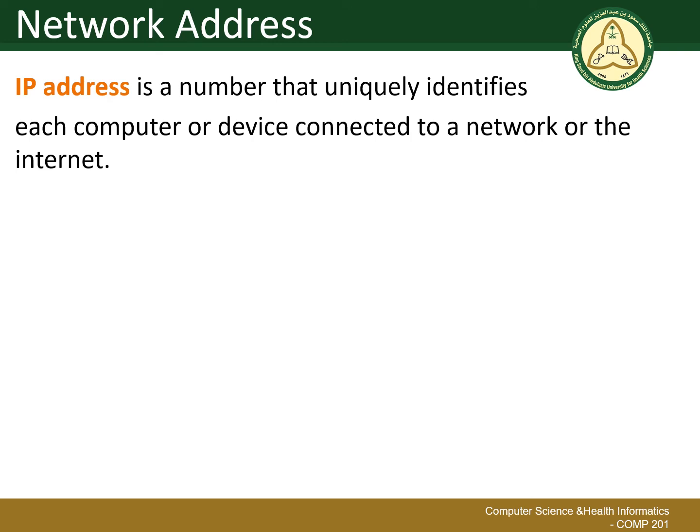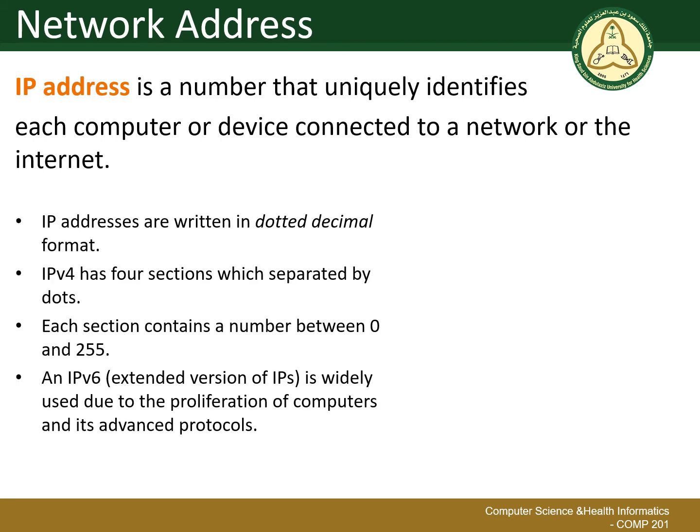Network access, network address. What do you mean by the network address? Each device in the network must have its own unique IP address, and it is a numeric number that uniquely identifies each computer or device connected to a network or the internet. And this IP address is written in a dotted decimal format. There are two different versions: IP version 4 and IP version 6.